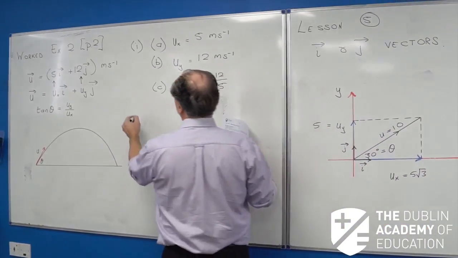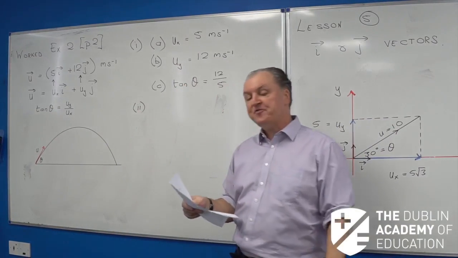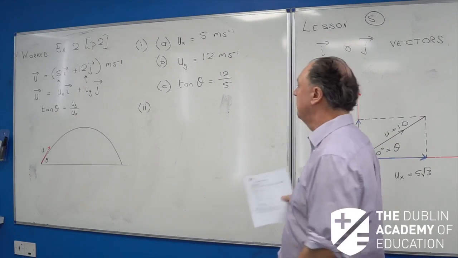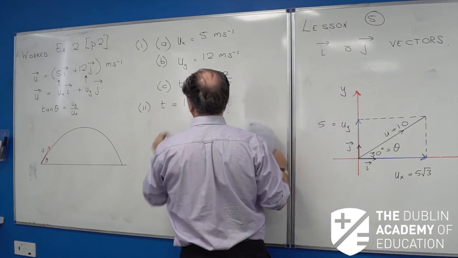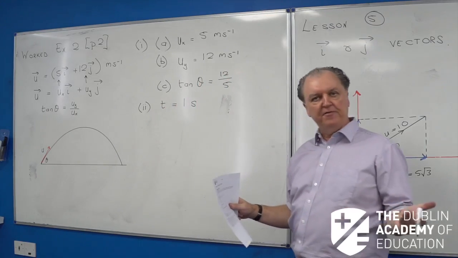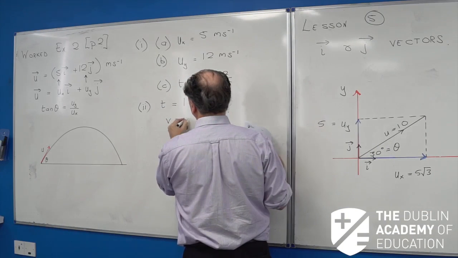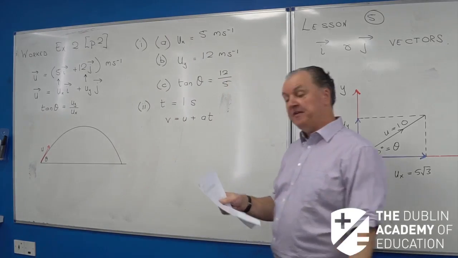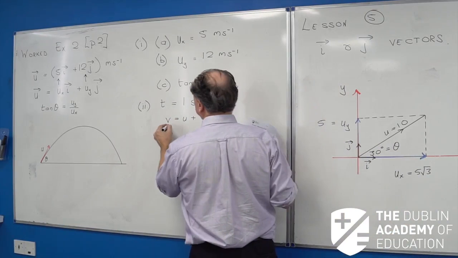Part 2, we're asking the question, after 1 second, find Vx and find Vy. Well, the time t is 1 second. What's the formula for v? The formula for v is equal to u plus at. To find Vx, we're talking about that in the x direction.